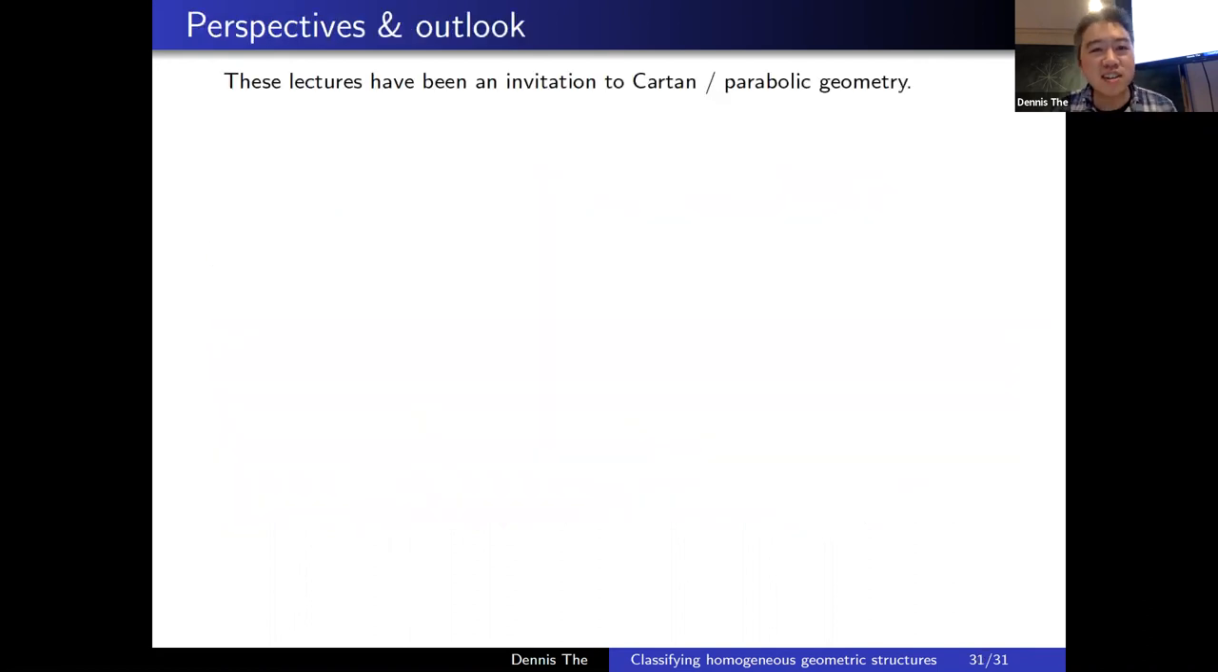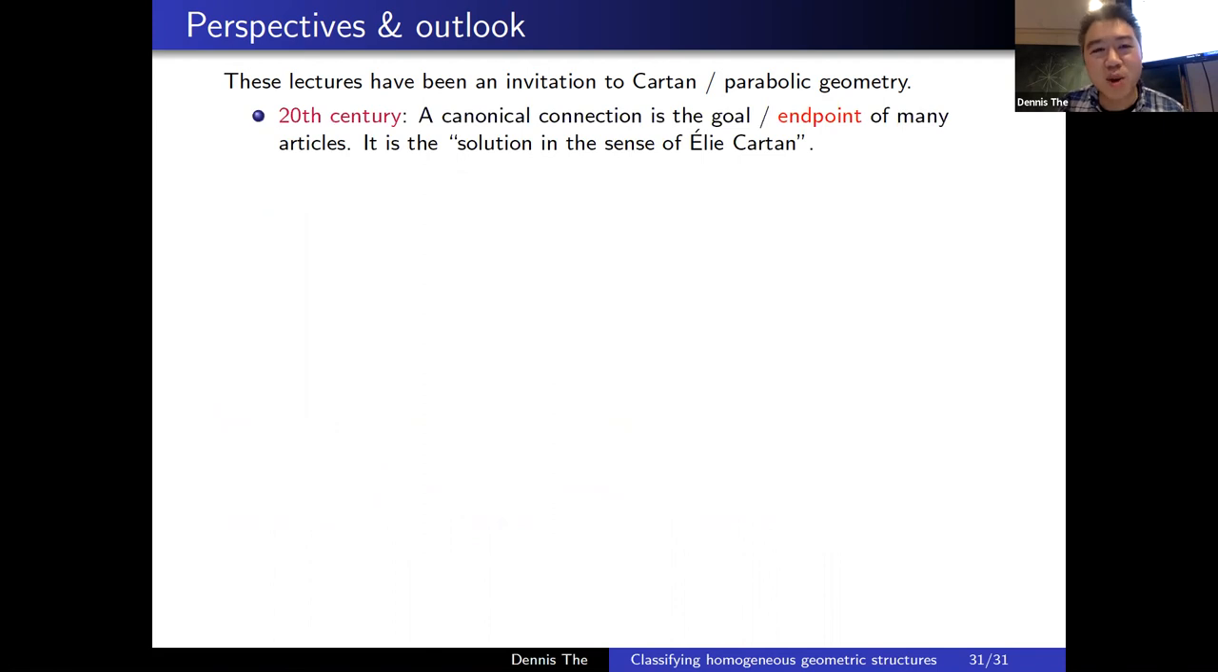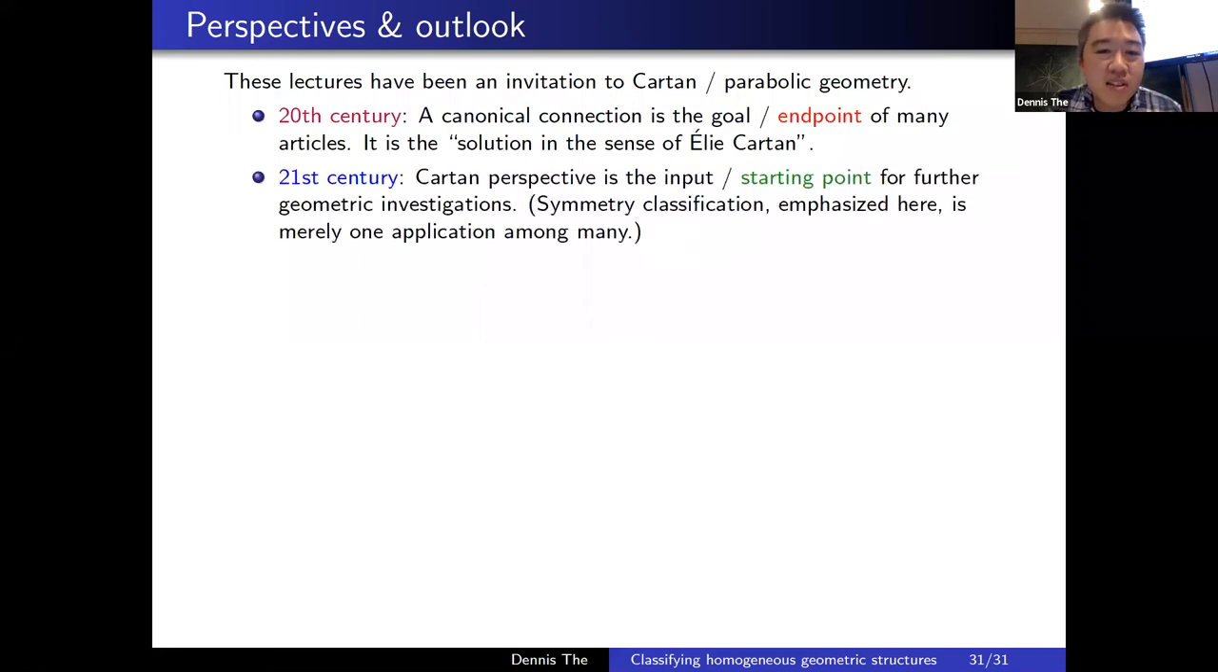Okay, so let me just conclude. Some perspectives and outlook. These lectures have been an invitation to Cartan and parabolic geometry. Some remarks here. In the 20th century, a canonical connection was the goal. It was the endpoint of many articles. It's the solution in the sense of Cartan. In the 21st century, the Cartan perspective should be taken as the input or the starting point for further geometric investigations.